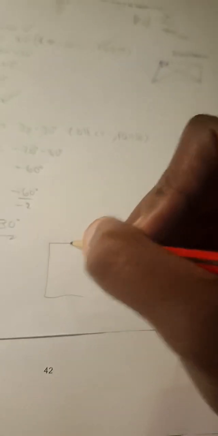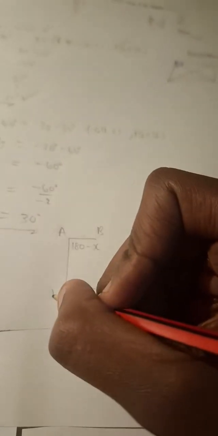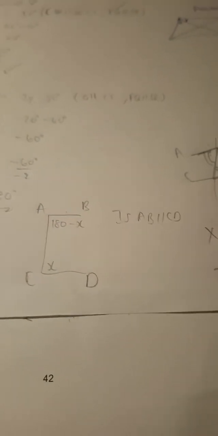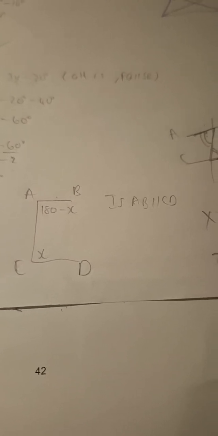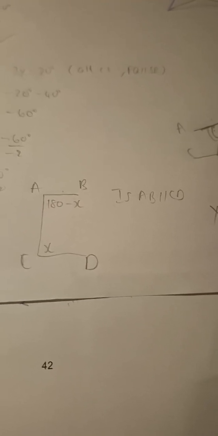Last thing I want to look at. Look at this one. Question: is AB parallel to ZD? Is AB parallel to ZD? And why?